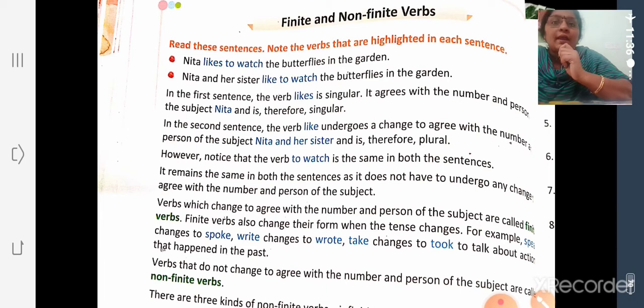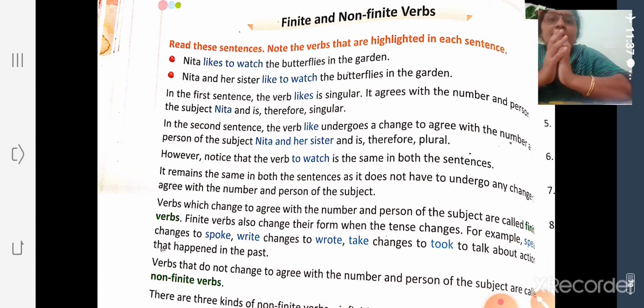Then what is a finite verb? A finite verb functions as the main verb in a sentence. It shows tense and agreement with the subject. That is, if a verb in a sentence changes according to tense, person or number, it is called a finite verb.